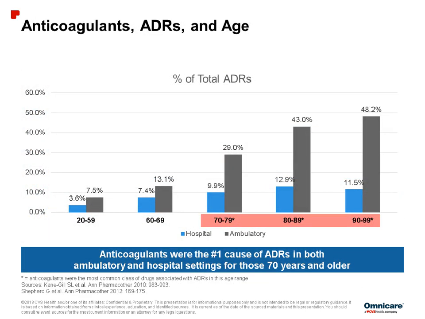Even more compelling, as depicted in the bar graph here, is that the medical literature showed that for those 70 years of age and older, which certainly describes the majority of patients we serve, anticoagulants were the number one cause of adverse drug reactions in both the ambulatory and the hospital settings.